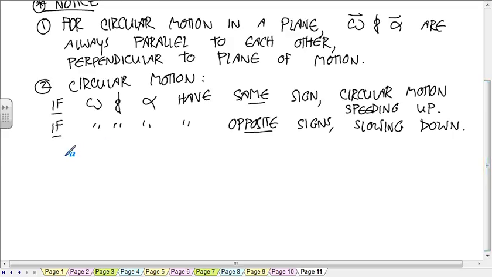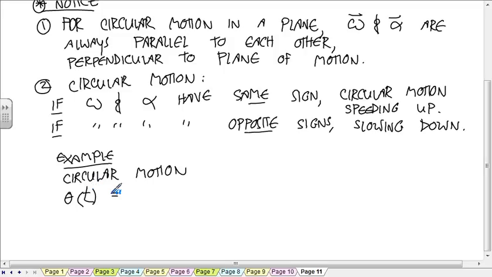Okay, so let's say, as an example, that you have circular motion that's defined by the angular position function theta is equal to -5t squared. If they were opposite signs, it would eventually come to a stop. That's right, and then it would come to a stop, and then it would start moving the other direction, which would switch the signs of the angular velocity, and then it would be speeding up.